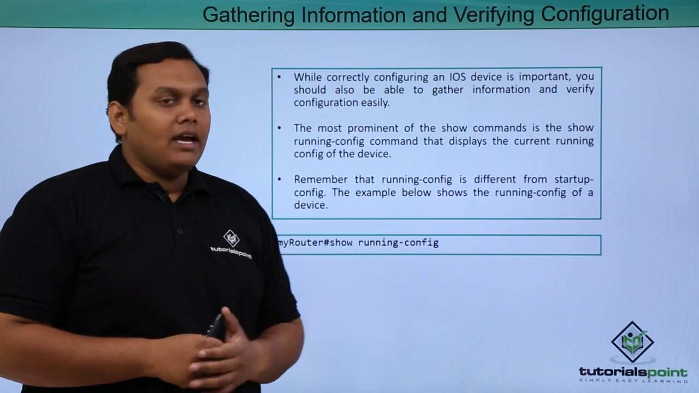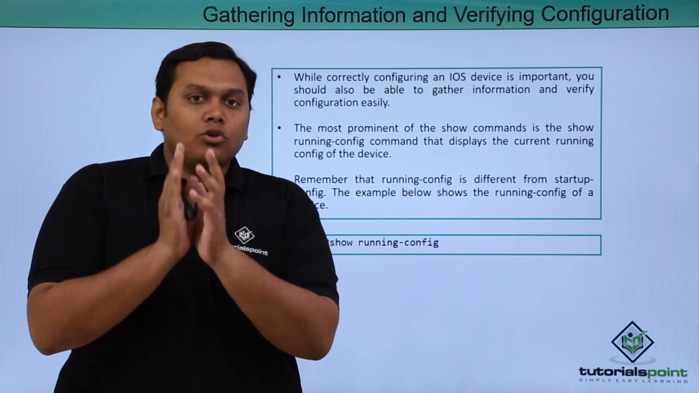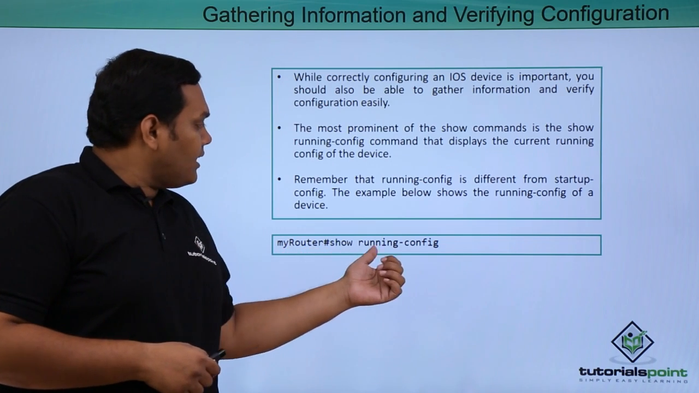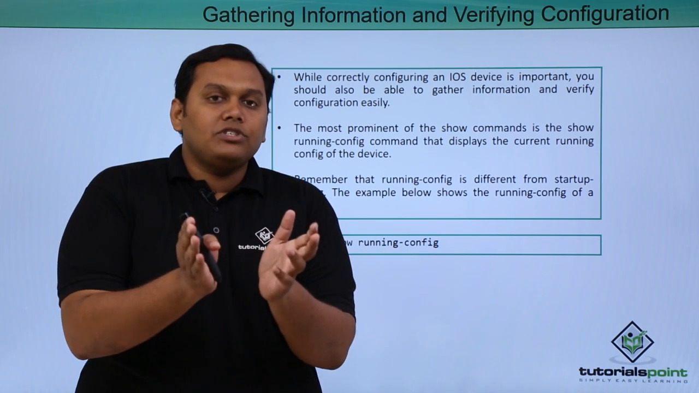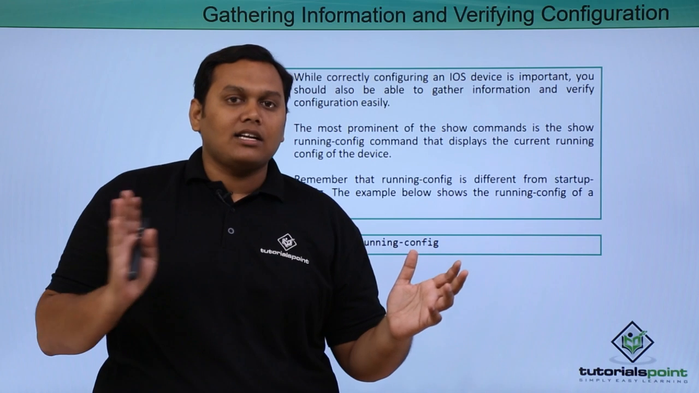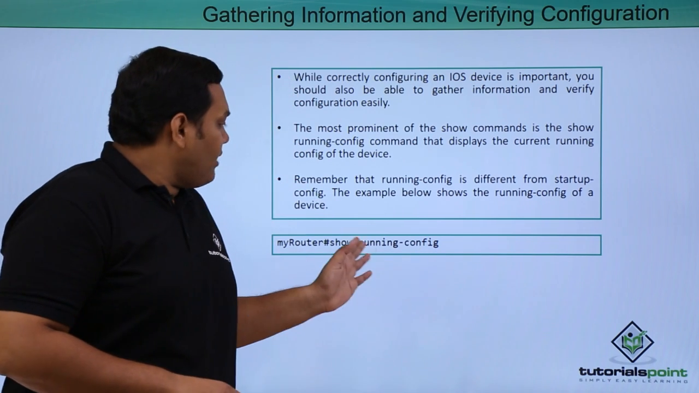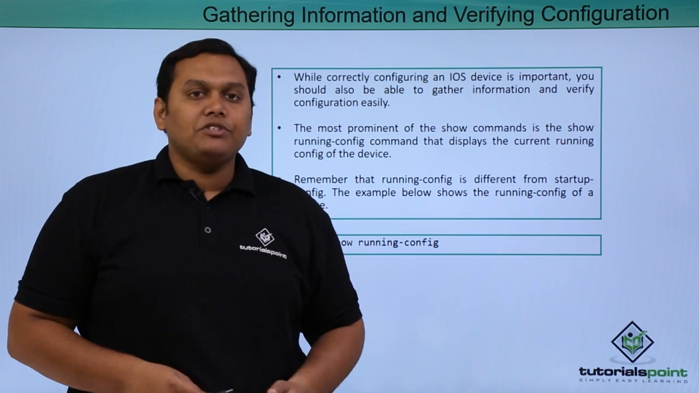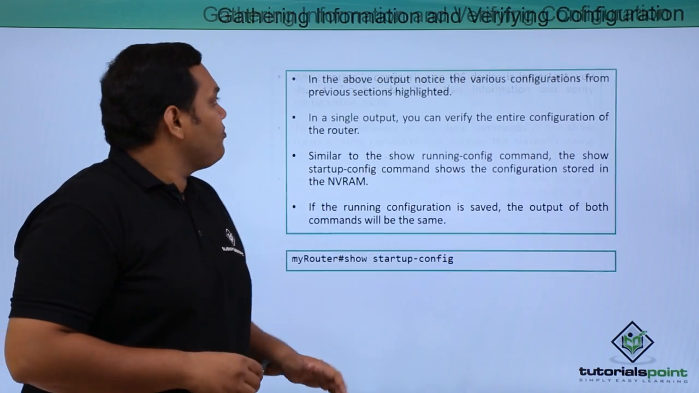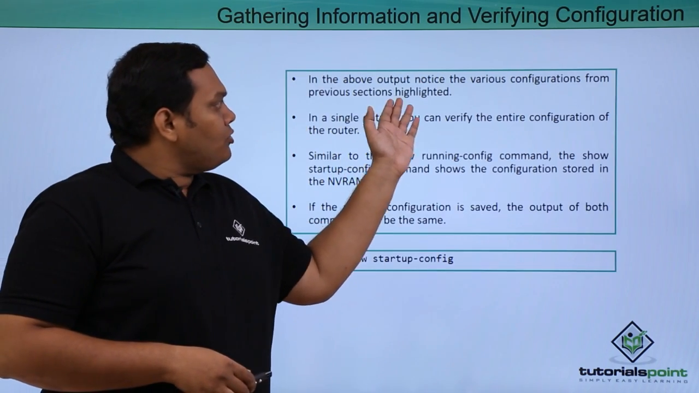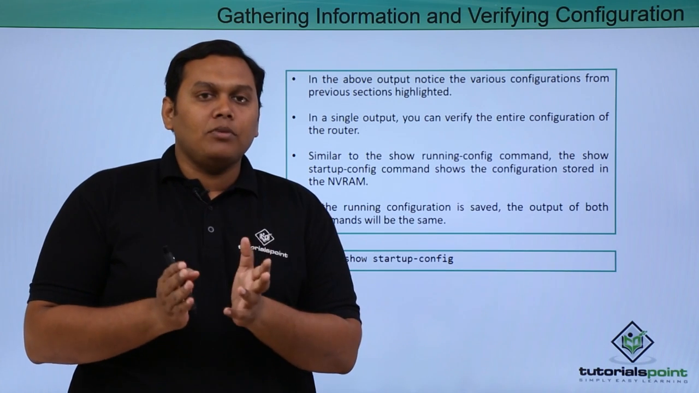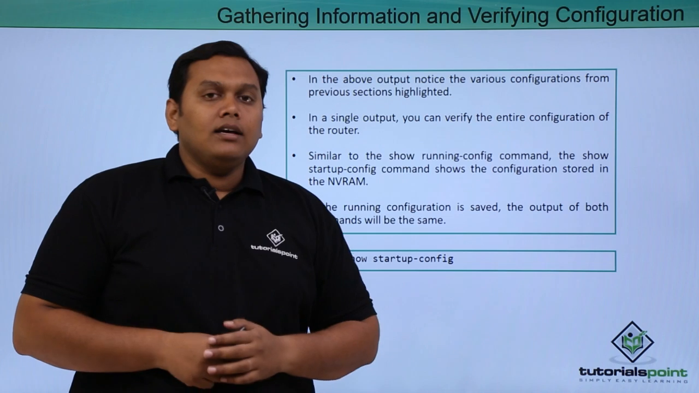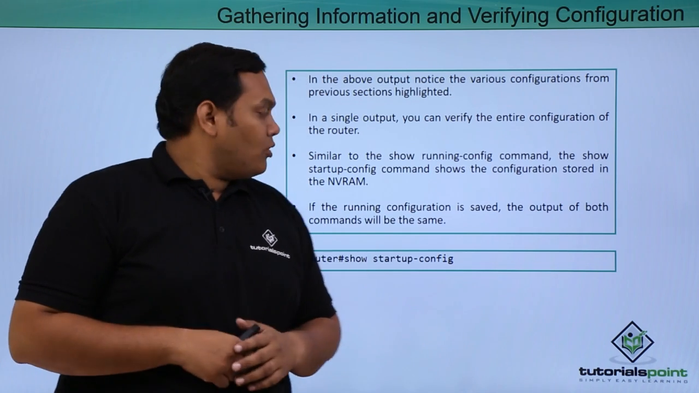The most prominent show command is the show running-configuration command. You see here, on my router, show running-configuration. Don't get confused here between the running configuration and the startup configuration. When you type show running-configuration, it will show you the running configuration, which is stored in the NVRAM here. And in the above output, notice that various configurations from the device are seen, and among them the main things are the running configuration and the startup configuration.